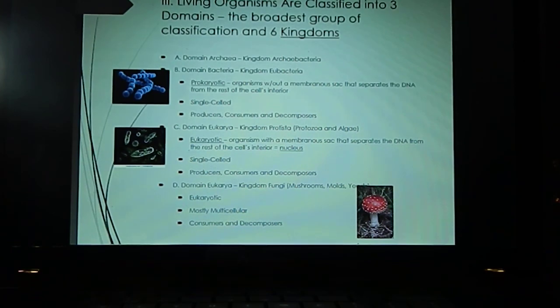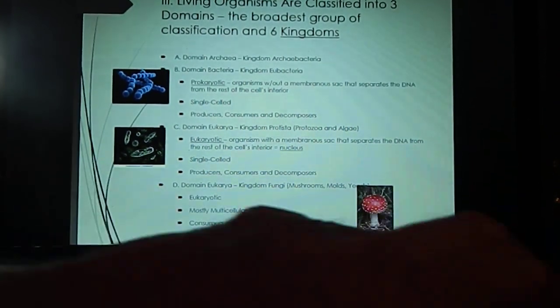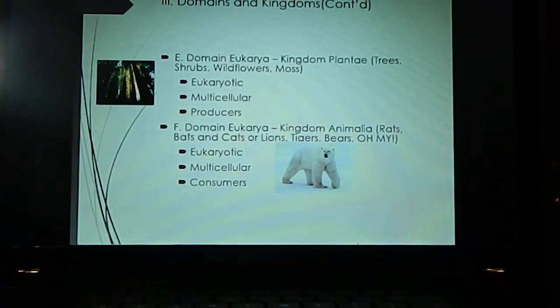All right. Okay, so kingdom Fungi. Then under Eukarya, we have kingdom Plantae. These are trees, shrubs, wildflowers, moss. All of these organisms are examples of plants, right? And they're eukaryotic. They are multicellular, just like most of the fungi, and they are producers.